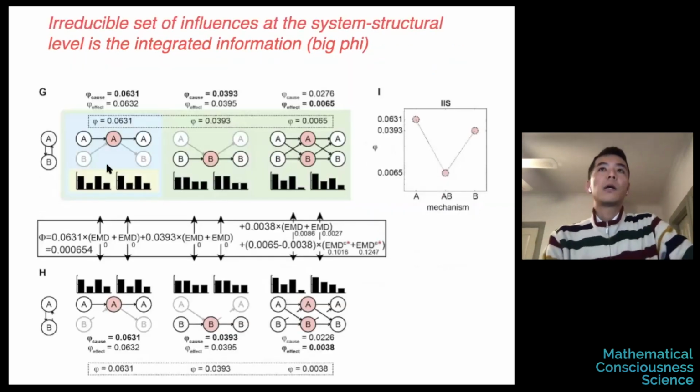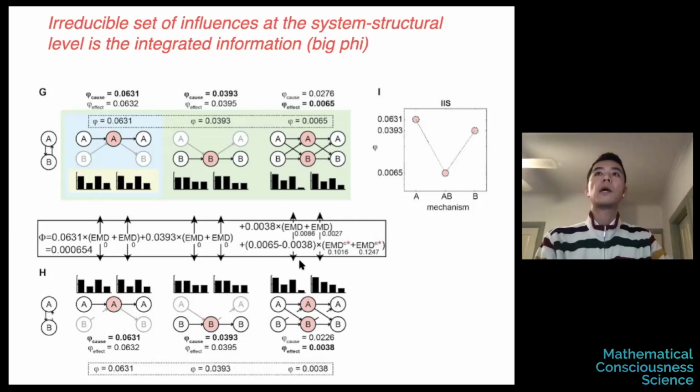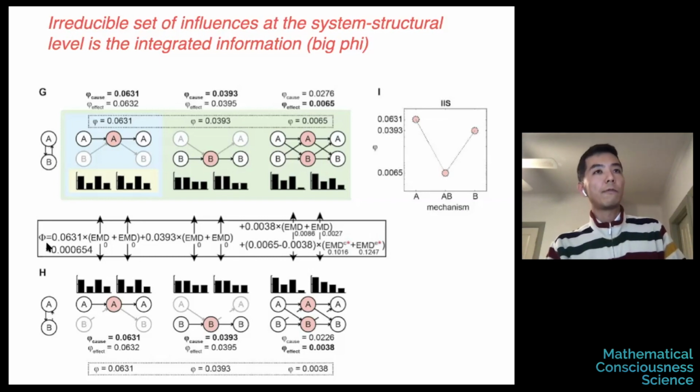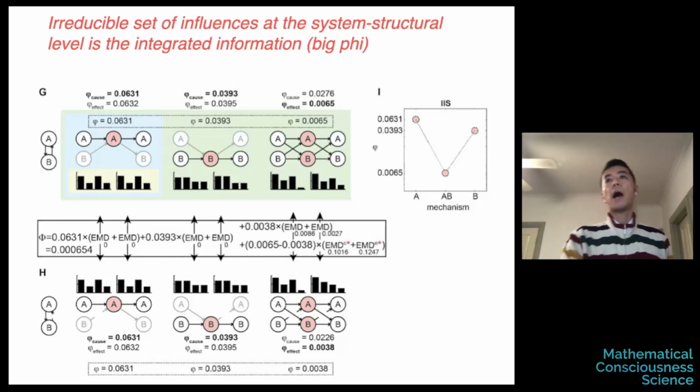And then in the end, the probability distributions of the original system and the cut systems are compared. In this case, A and B are identical, so there is no contribution from the left side, but the AB parts are slightly different, especially in the future, as you can see here. And that's the more famous value called big phi. IIT proposes it as the correlate of the level of consciousness, determined as a weighted average between the small phi and the probability distribution, 0.000654.